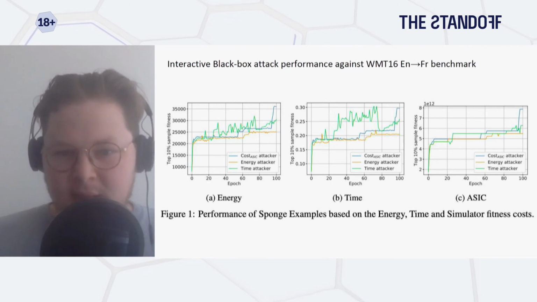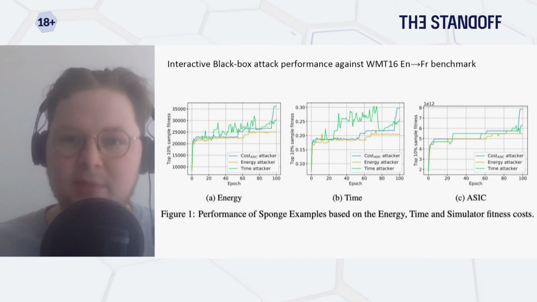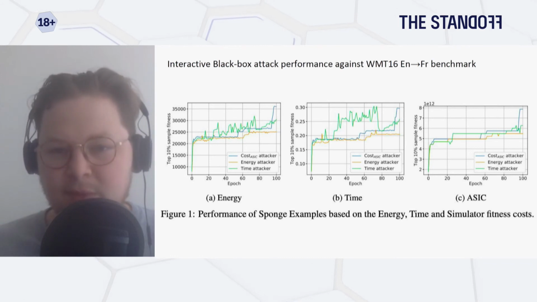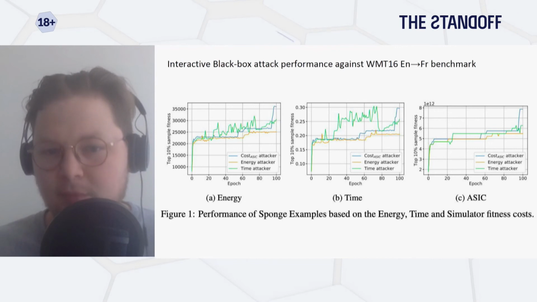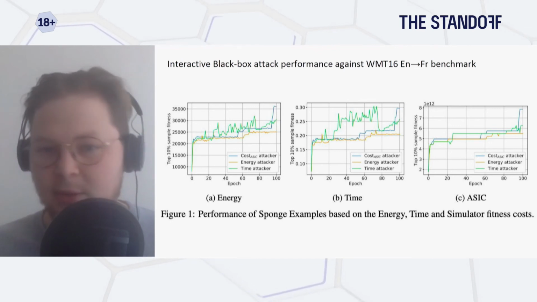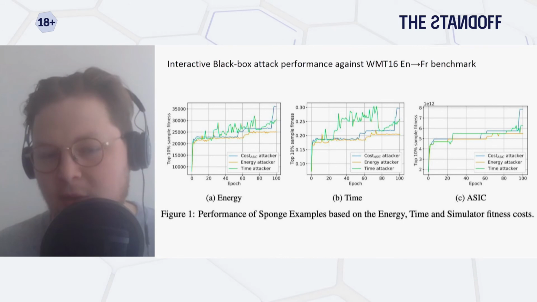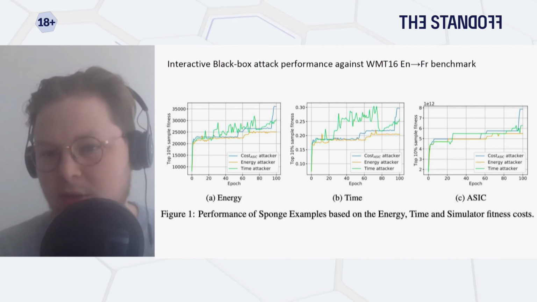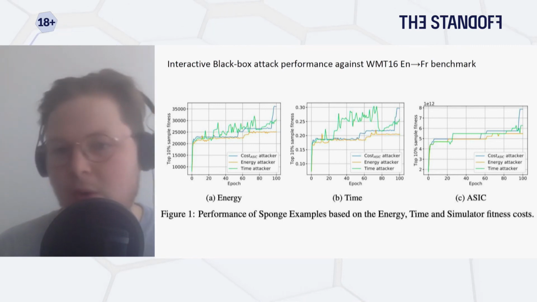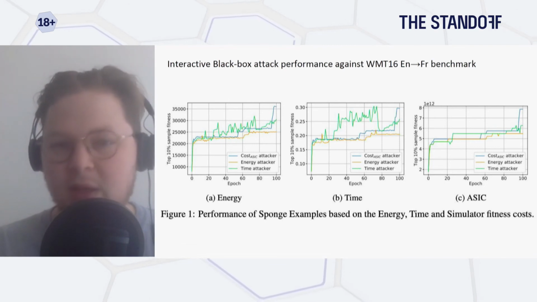So here, let's have a look at what actually happens with the black box attacks performance. We took an English to French translator on the WMT16 task. The way to read this is on the energy and time, attackers A and B are both black box. So they don't assume anything about the model. All they do is measure the time or energy of the computation. And C is the white box attacker. So the ASIC is the actual attacker which runs with the knowledge of the model itself. It performs much more fine-grained measurement of the computations involved.